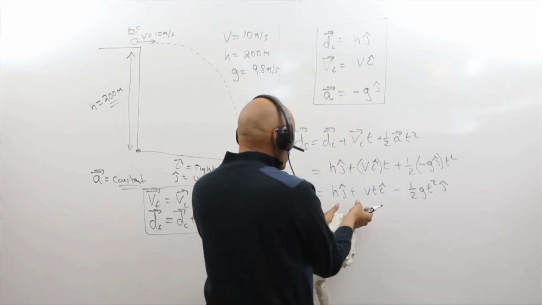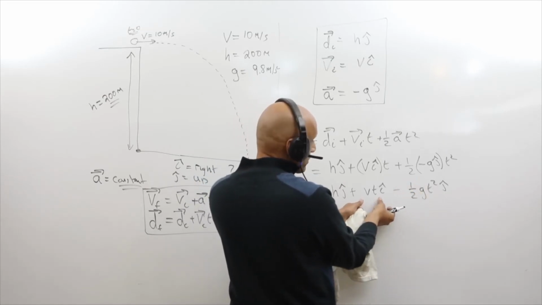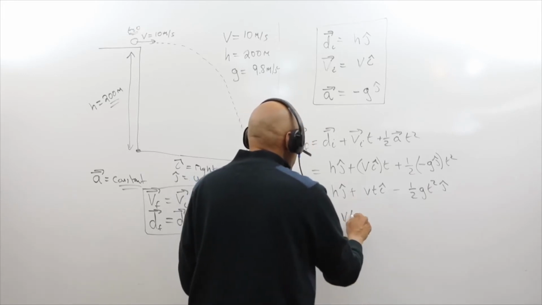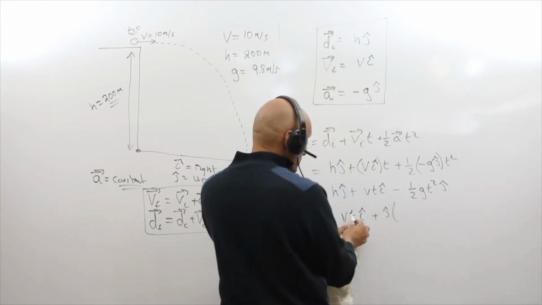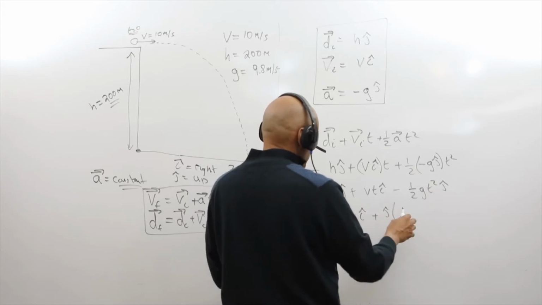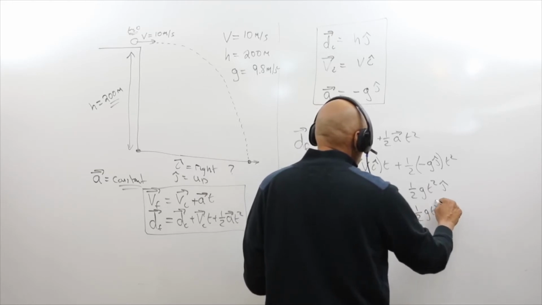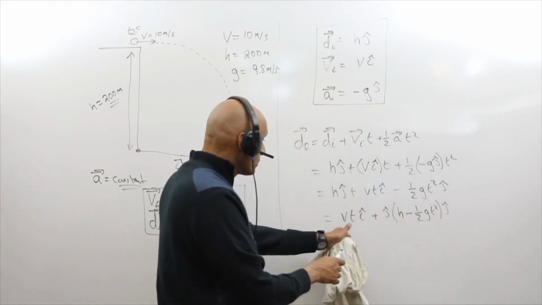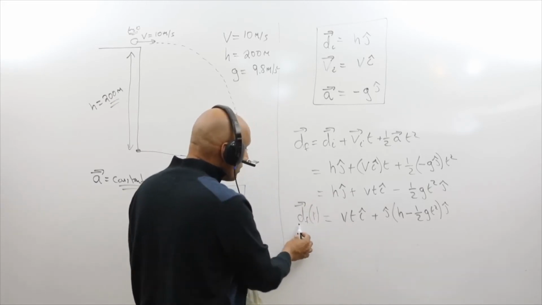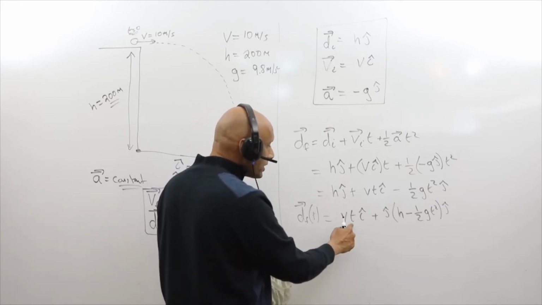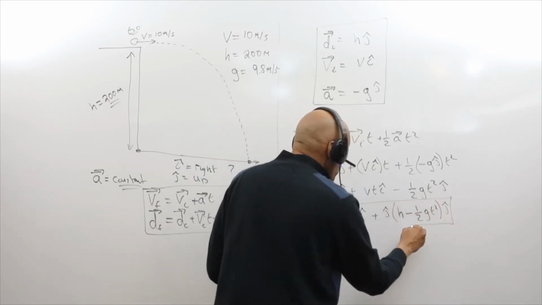Then move the j's together, because traveling in the up-down direction is unrelated to traveling in the right-left direction. So this is now vt i plus, and I'll put the j in front so you know that the order doesn't matter. They're just placeholders. So this is h minus 1/2 g t squared j. We don't know what t is, but this tells me the position of the object for any time t. If I knew what t is, I could tell you the position of this object anytime. So this is our equation that we want to deal with.